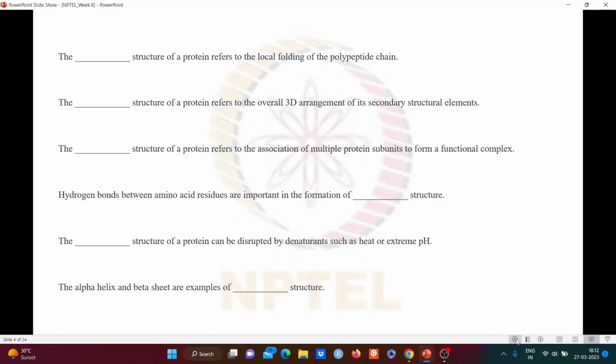Yet. Okay, here the first question is: what structure of a protein refers to the local folding of a polypeptide chain? So we know we have four levels of protein structures. So which structure refers to the local folding of a polypeptide chain? No answers on this.